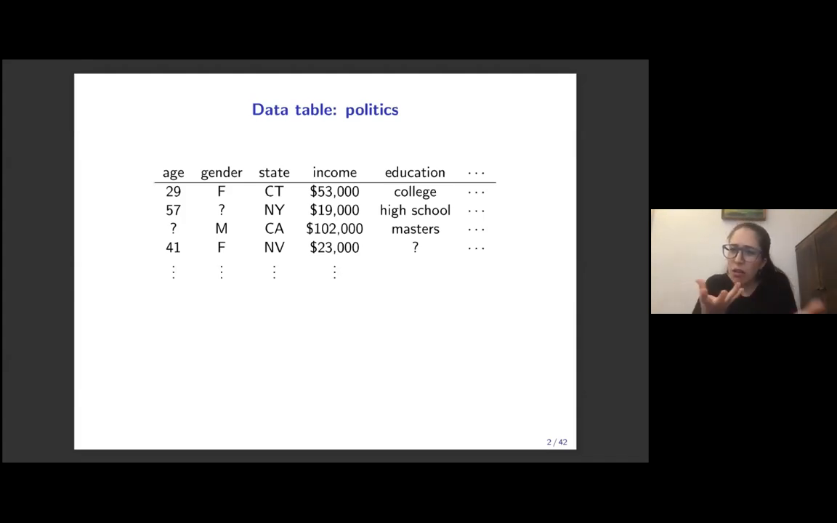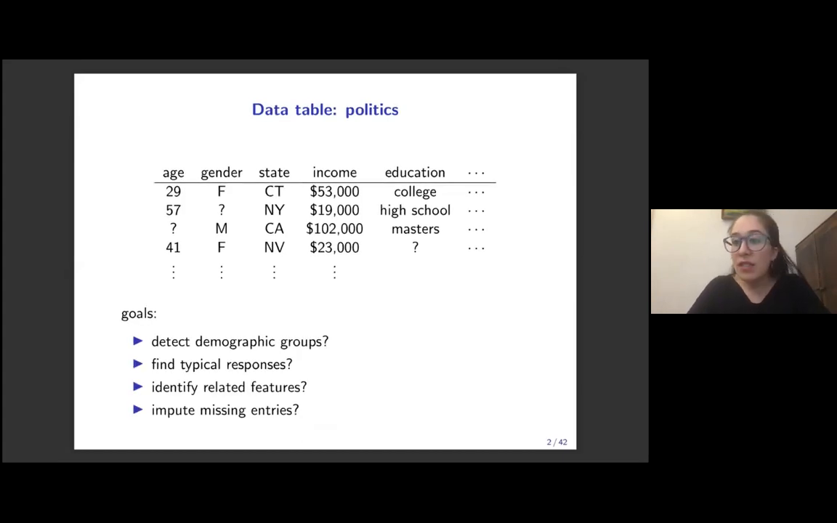Okay, so how would I compare these things? Does that even make sense? Not to mention the fact that there's some missing values. Like here we see that we don't know the age of this person who lives in California, or we don't know the gender of this 57-year-old from New York. So a lot of basic data science workflows become challenging in this setting, okay?